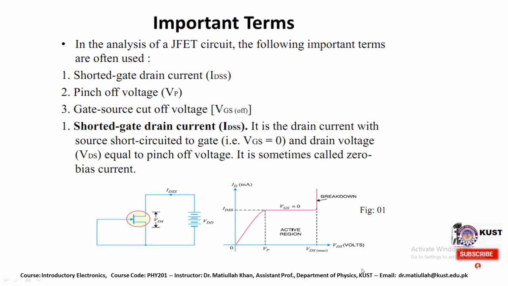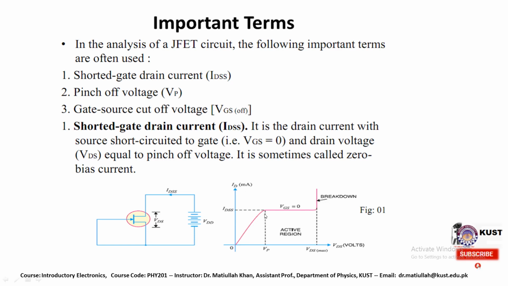So the three terms that are important to us are the shorted gate drain current, that is IDSS, and this is the magnitude of that. The other is the pinch off voltage. The pinch off voltage is on the horizontal axis, the IDSS is on the vertical axis, and the third one is the gate source cutoff voltage, called VGS off. It's VGS off. So this is some behavior of that.